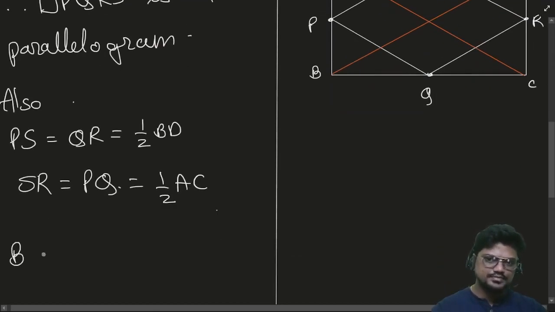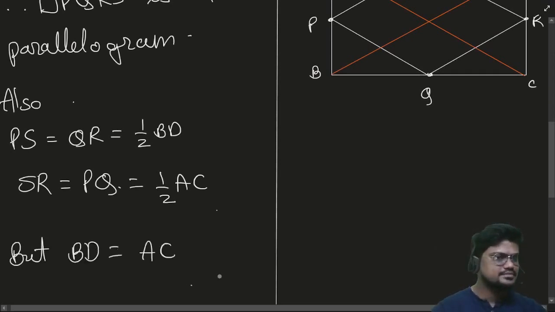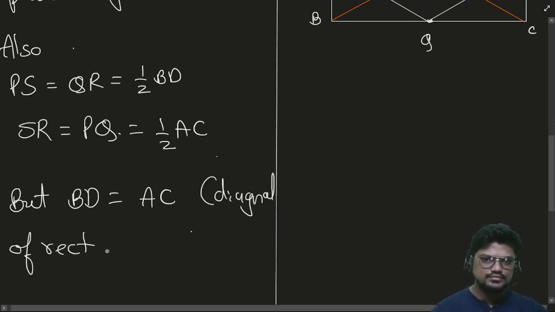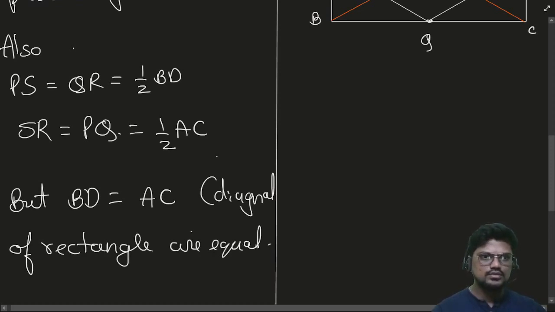But BD is equal to AC. Why? Diagonals of a rectangle are equal. Since diagonals of a rectangle are equal.